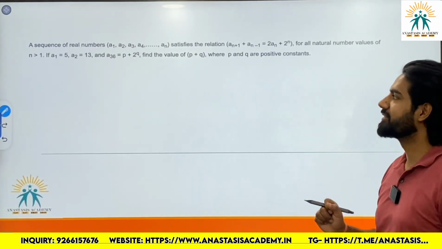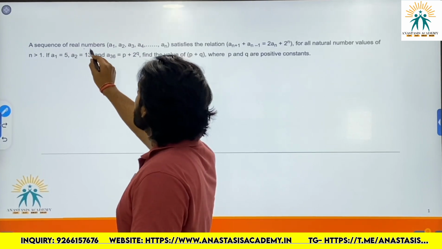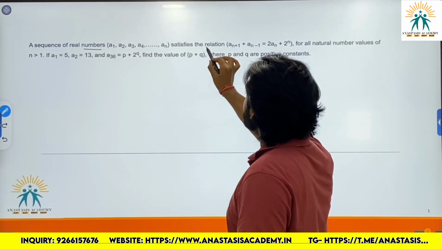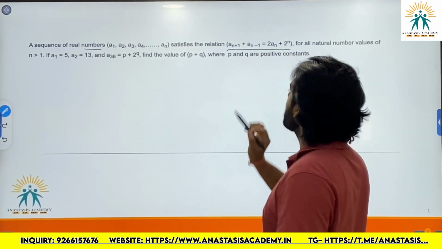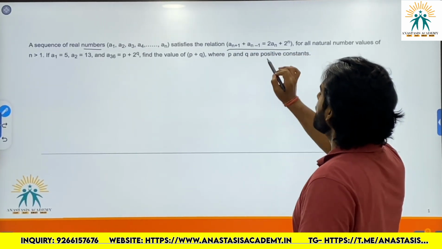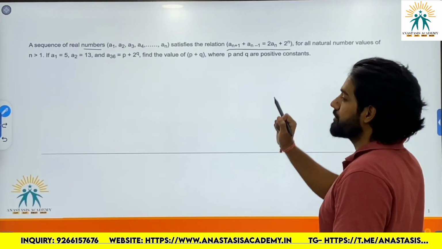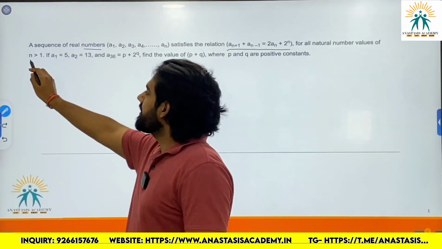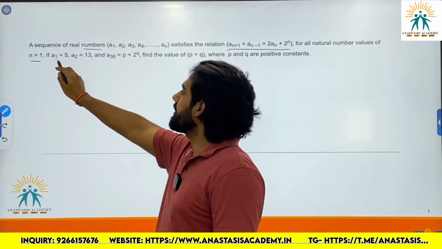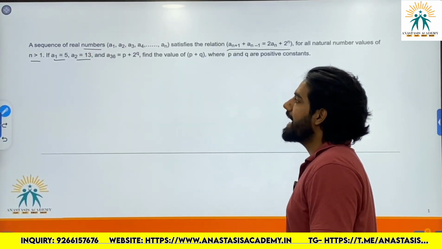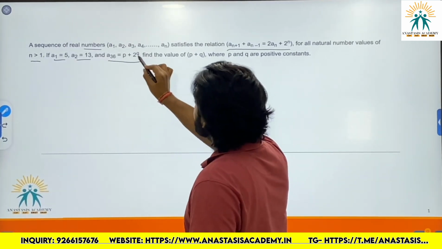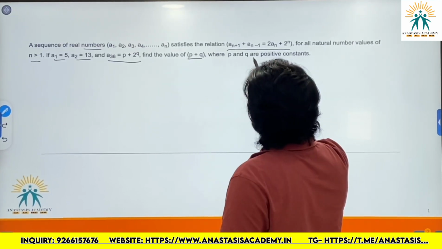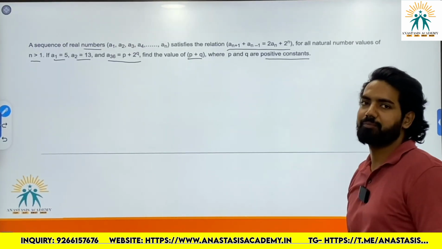Let's solve this question. A sequence of real numbers a1, a2, a3 to an satisfies the relation a(n+1) + a(n-1) = 2an + 2^n for all natural number values of n greater than 1. If a1 is equal to 5, a2 is equal to 13 and a36 is p + 2^q, then find the value of p + q where p and q are positive constants.